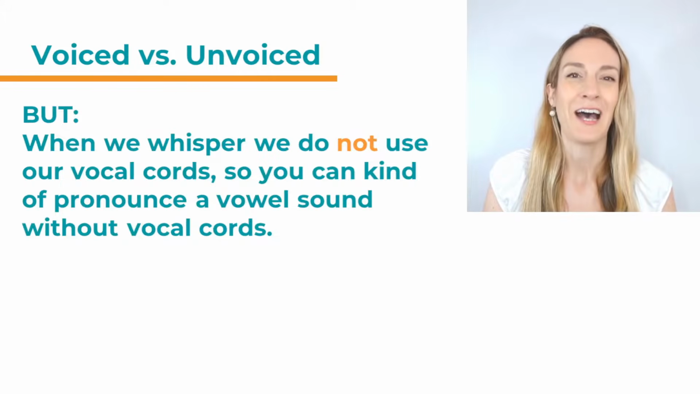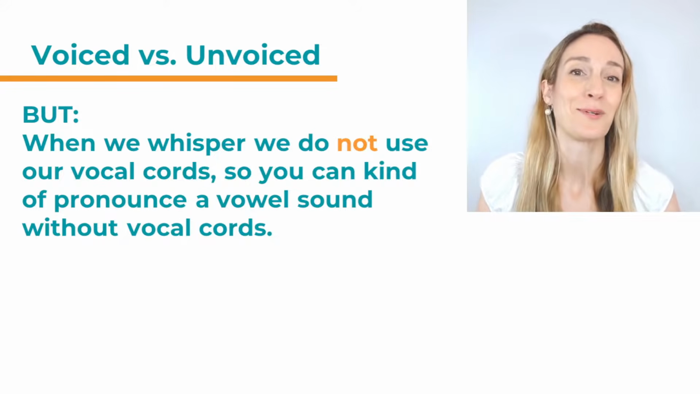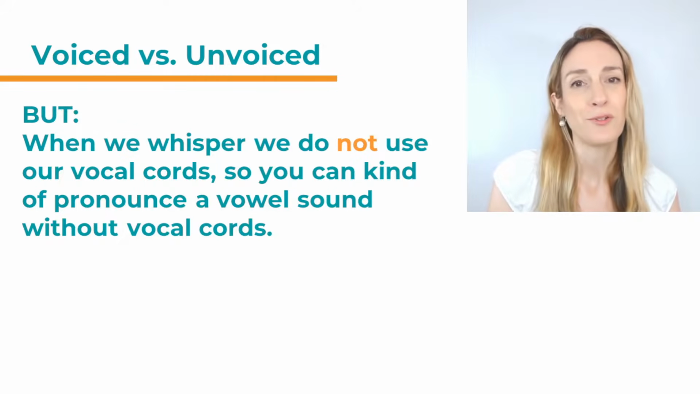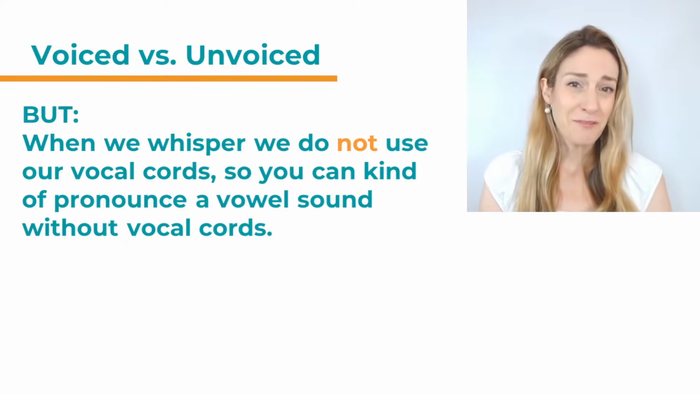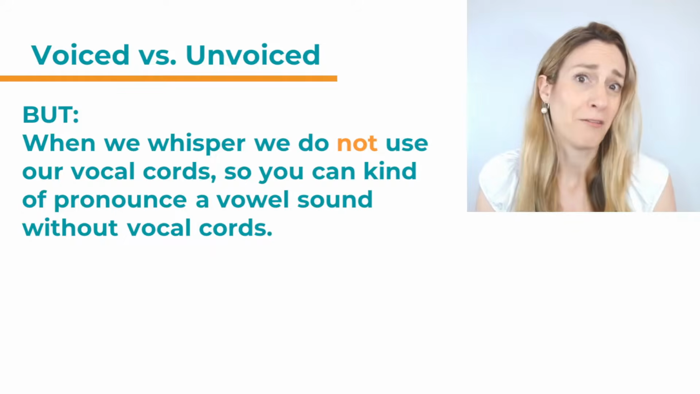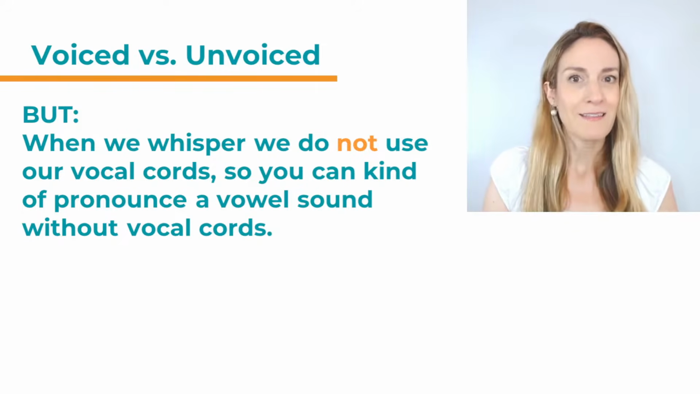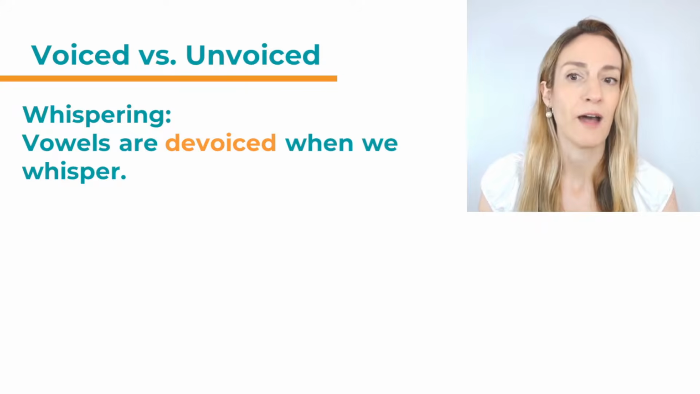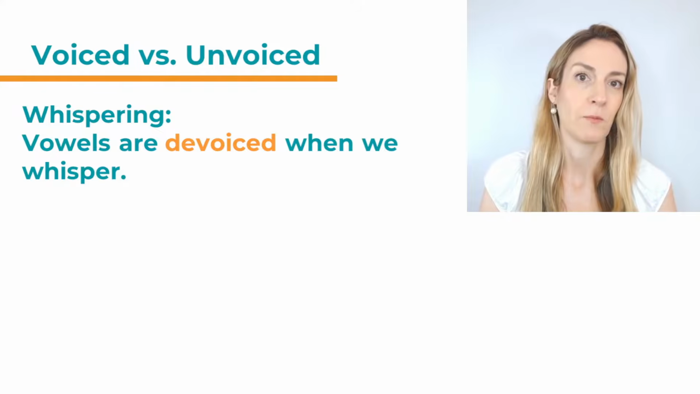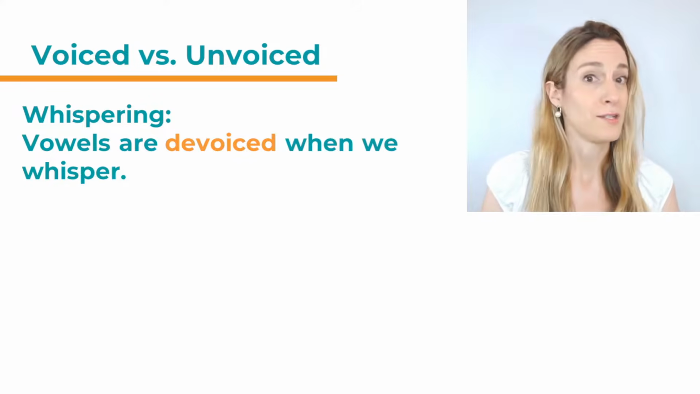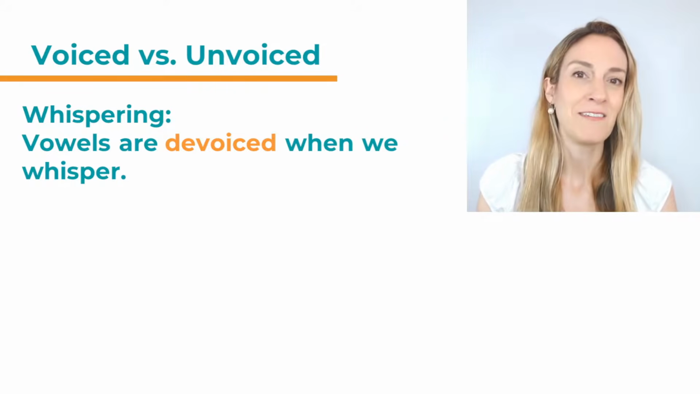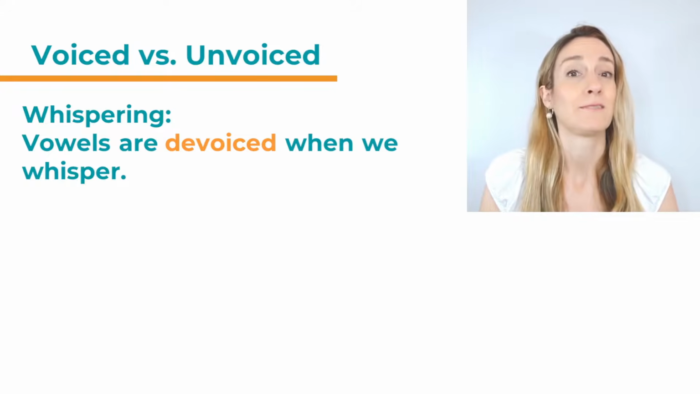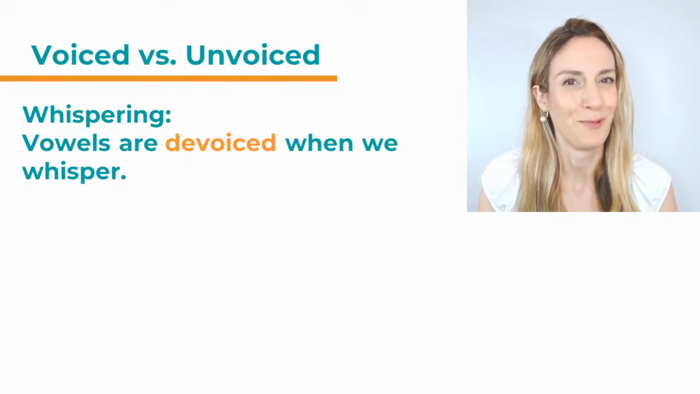However, I just told you that when we whisper, we do not use our vocal cords, and that is correct. So when we whisper and we don't use our vocal cords, we kind of pronounce vowel sounds without our vocal cords, right? Yes, that is correct. And there is a specific term we use here. We would say those vowels are devoiced when we whisper. So devoiced, another term for you. Vowel sounds are devoiced when we whisper. But that is a special mode of speaking, and usually we don't whisper, we just talk normally.